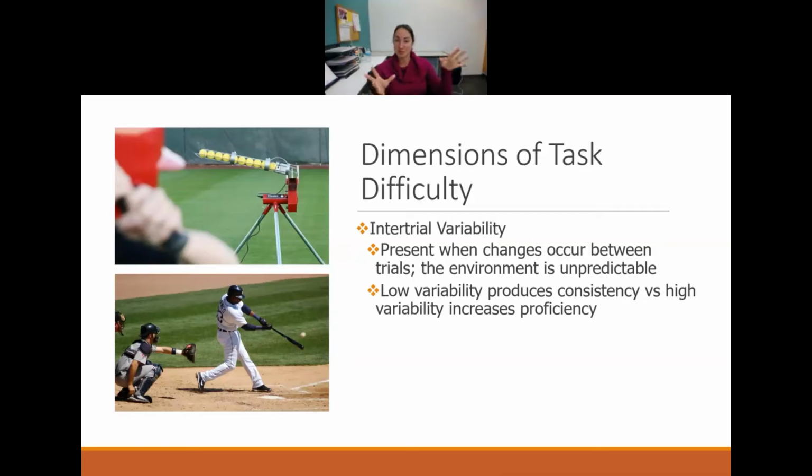And throwing them at different levels and different speeds. And as it changes, it's harder to hit it. So when the variability increases, it increases your proficiency level. It makes you better. However, when you're learning a task, it's nice to keep it more consistent in order to learn it.